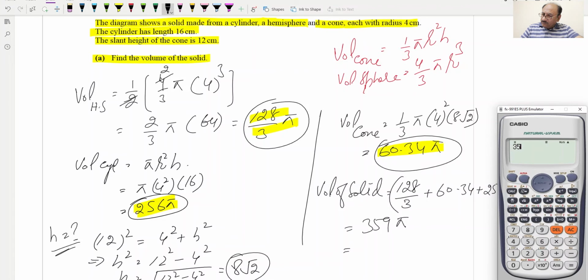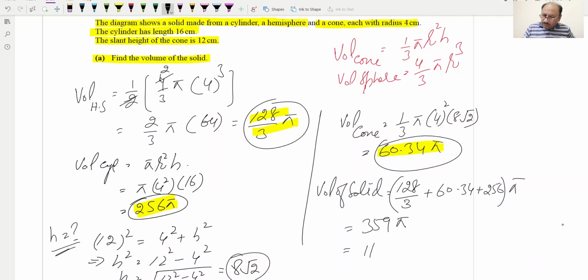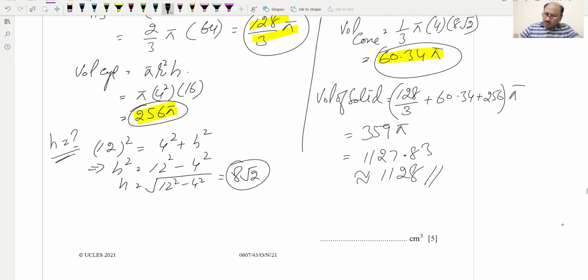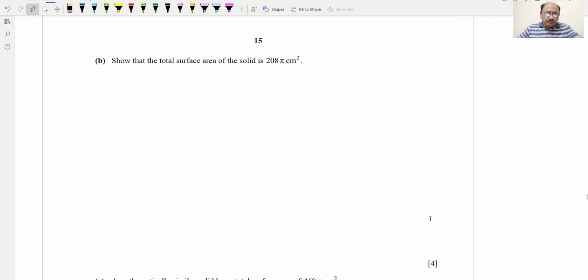So 359 pi will be equal to, decimal value will be 1127.83, which will be rounded to 1128, and this will be the answer. Everything is in centimeters, so this will be centimeter cube, and our answer will be 1128 centimeter cube, and this was the 5-mark question which we have done.